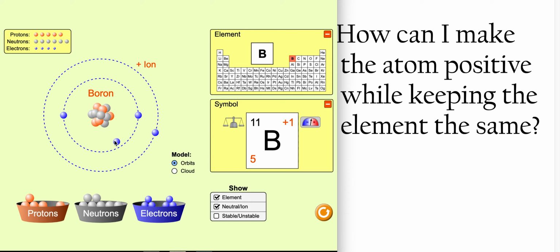Here I'm adding electrons, and let's go back and look at that again. Look at this little scale right here. It's positive, but it's actually moving more towards the negative side. So how do I make it positive but keep the element the same? Well, we need to be able to answer that question.